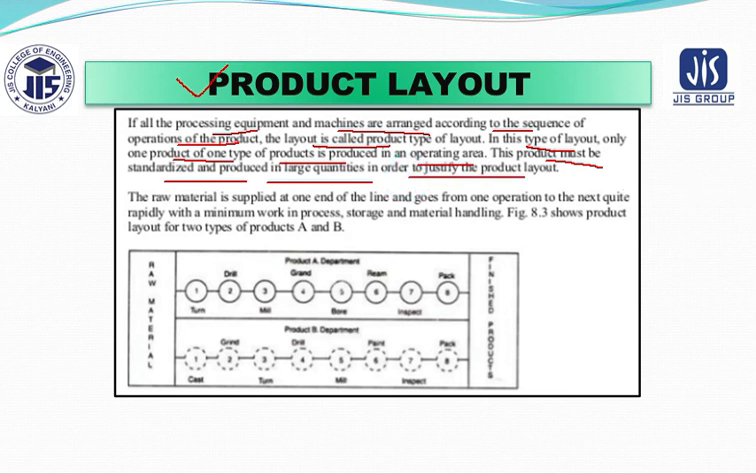As you can see, this is your raw material and this is your finished product. Just have a look at this: this is product A, which is produced in this department, whereas this is the department where product B is produced. That means in this process, equipment and machines are arranged according to the sequence of operations of the product.